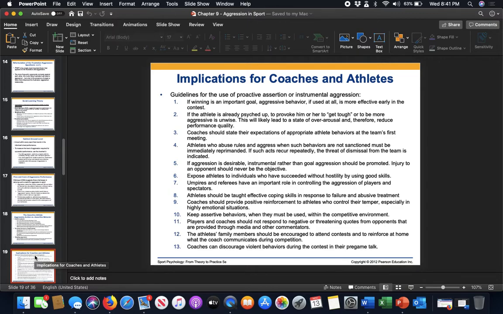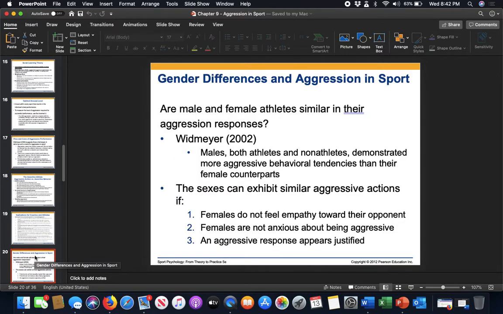And then coaches can discourage violent behaviors by having a pregame talk. So if you go into a hostile environment, kind of like when we talked about in class, when I was playing high school basketball, you walk into that hostile environment, the coach has got to be there to set the tone in pregame and get everybody back into the flow and not get super excited. So that can become a part of it.